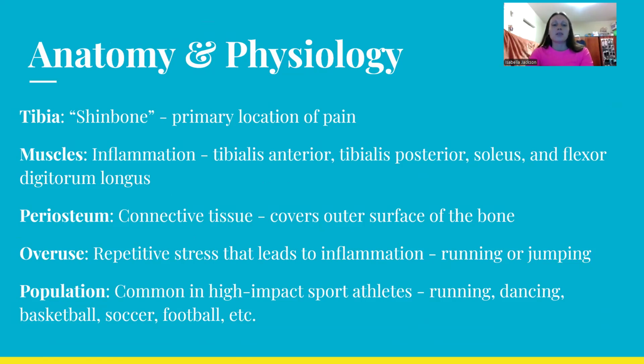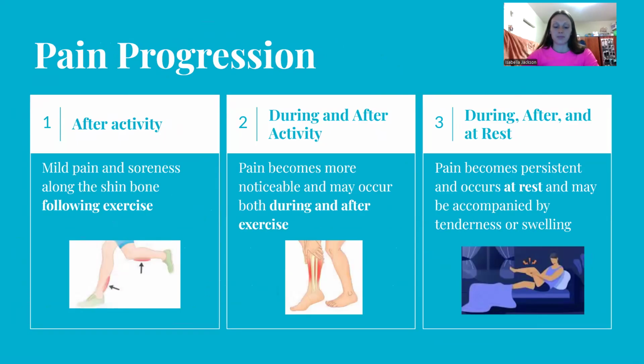The periosteum is connective tissue that covers the outside of the bone, and it's caused by overuse. So this is repetitive stress on the shins that leads to inflammation, which causes the pain from the shin splints. And this is from running, jumping, or any high impact activity. A population for this is athletes. It's very common in high impact sports such as running, dancing, basketball, soccer, football, etc.